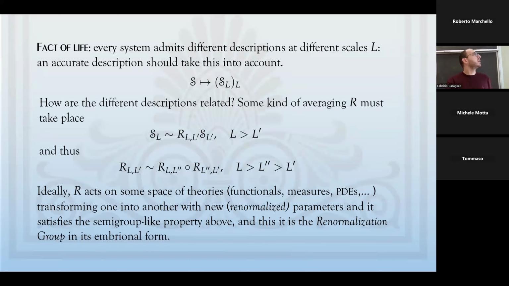To formalize it, we can imagine substituting the mathematical description of an object with a family of descriptions of the object. We can think about a family of measures, a family of PDEs, each with its own parameters. And so our object of study will be this family of objects. And the first question that one could ask is how are these different descriptions related with one another?